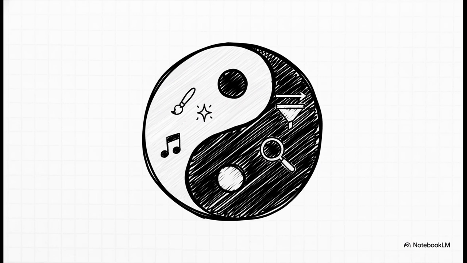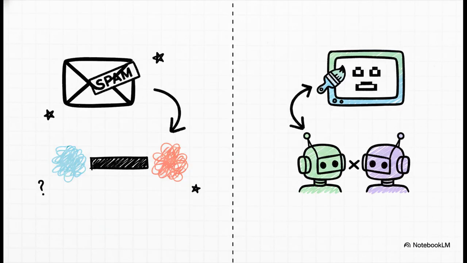So when it comes down to it, the goal here really isn't to pick a winner. No, it's all about choosing the right tool for the job. It's that simple. If your job is to tell spam from not spam, you grab a discriminative model. It's efficient, it's direct, it gets the job done. But if you want to create a brand new world, generate faces for a video game, or write a poem, well, then you absolutely need a generative model.